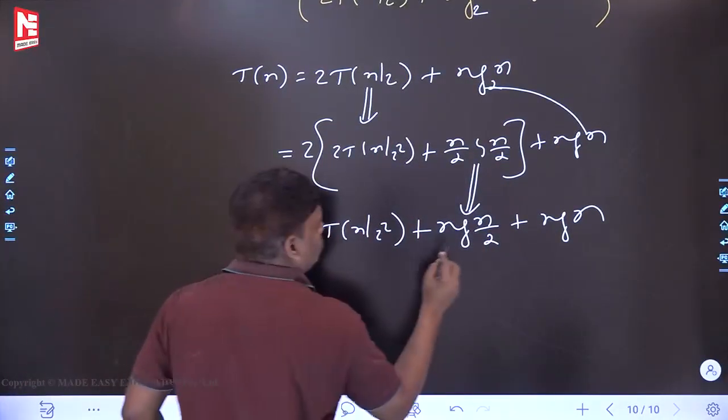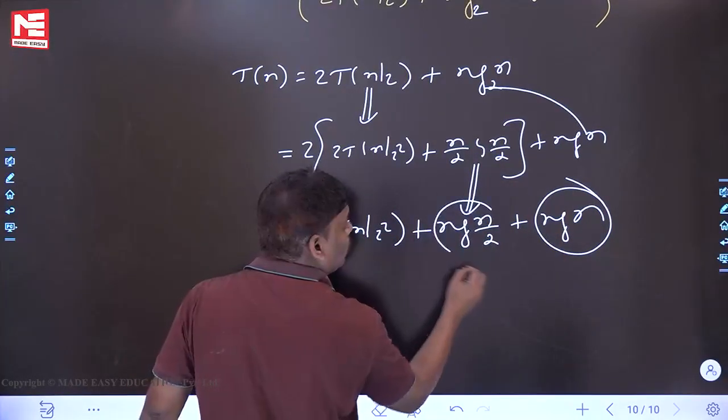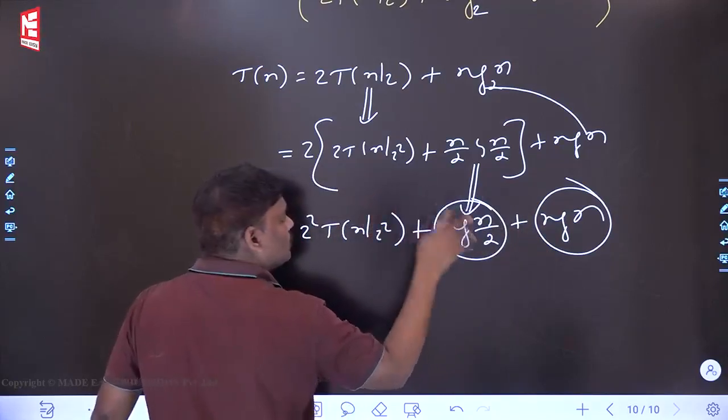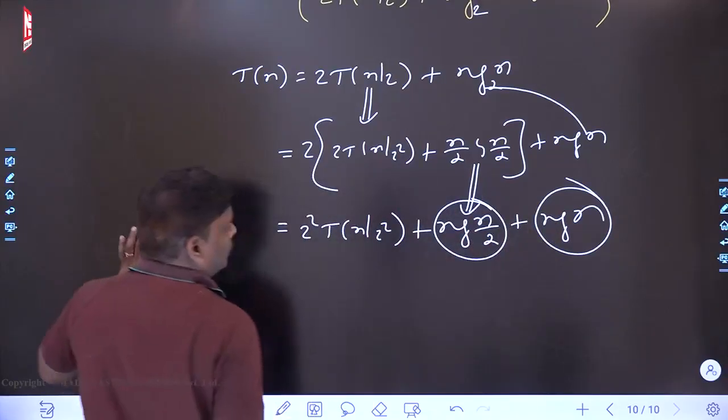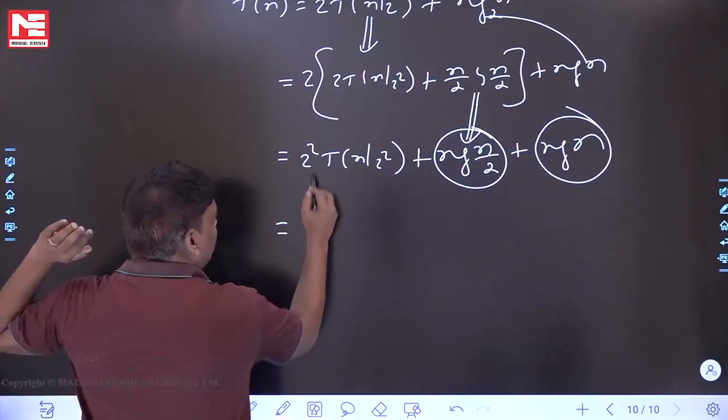And one more thing I want to ask you. See this one. First level non-recursive term is n log n. Second level non-recursive term is n log(n/2). Some difference there, and some difference means a series is coming. Which series, if you want to know? Let's go for one more round.